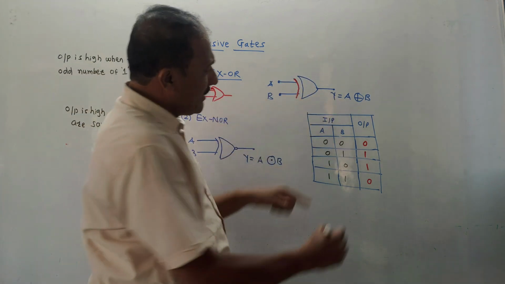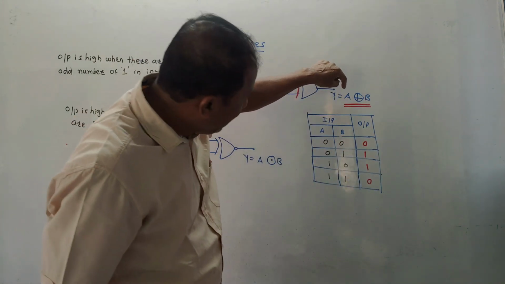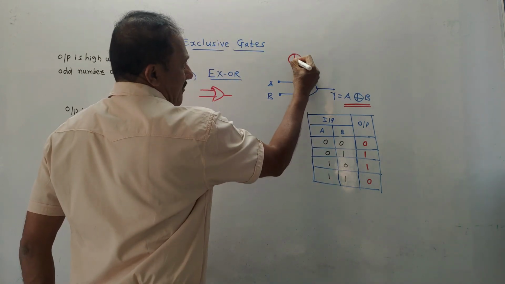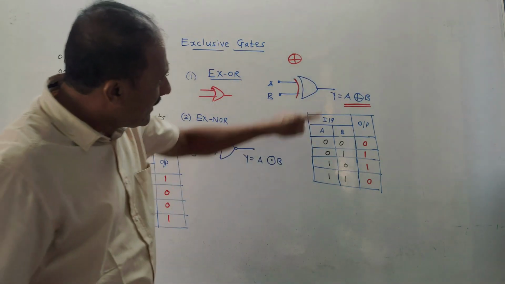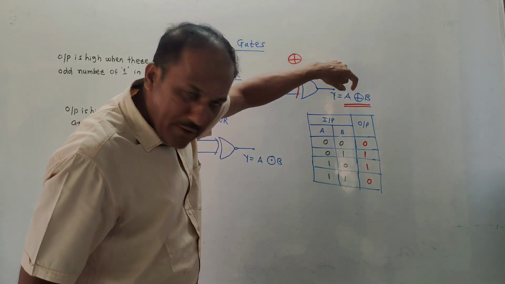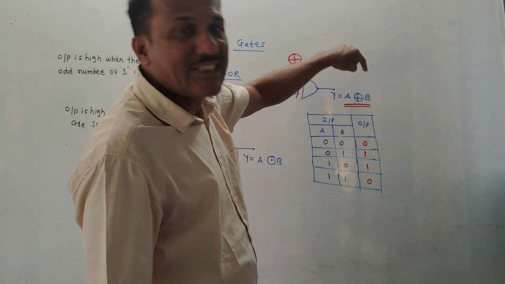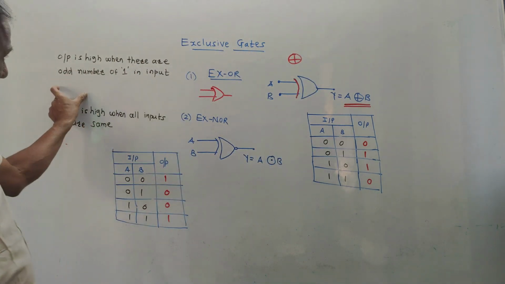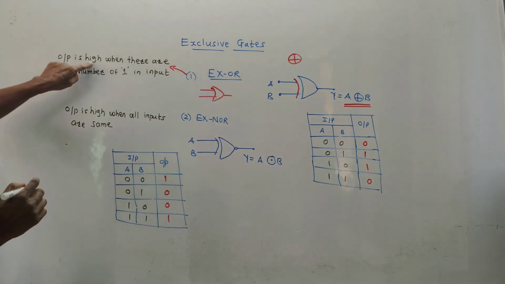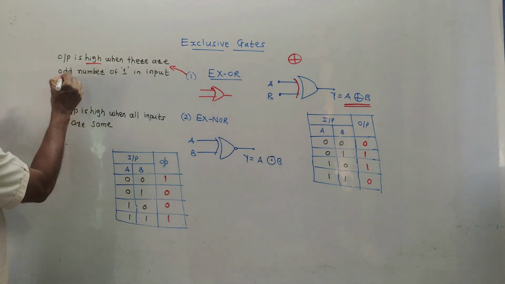The output is given by this mathematical notation. It is read like this: A XOR B. I have drawn one circle and marked a plus sign inside the circle. It is read as A XOR B. So output is the exclusive addition of A and B. It is known as XOR. Now do remember this sentence for XOR logic gate. Output is high when there are an odd number of ones in the input.